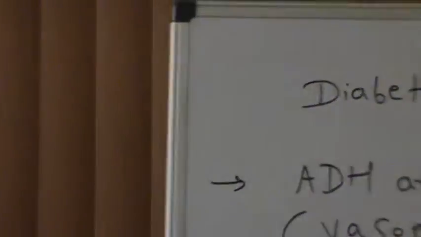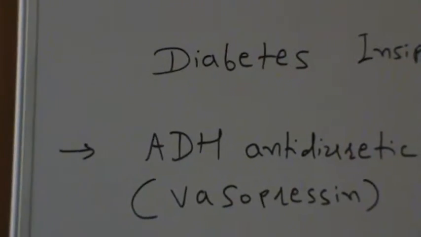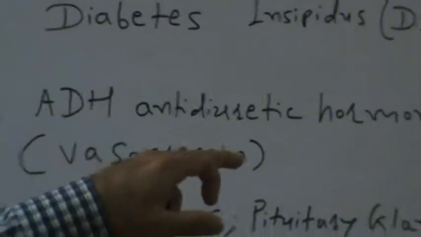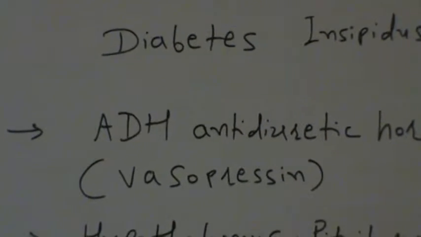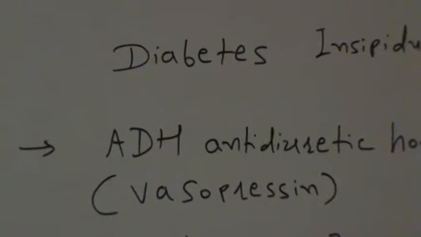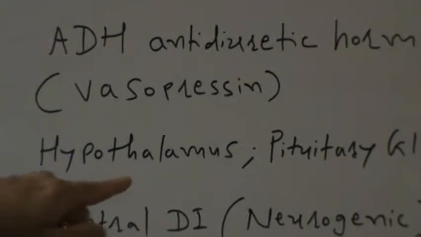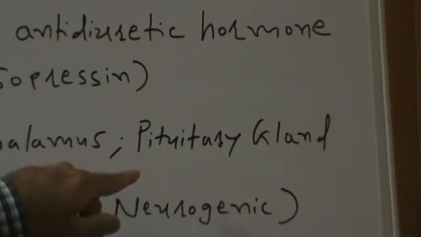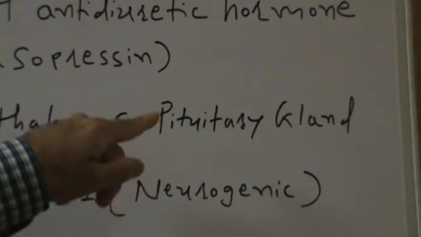Now let's try to understand some of the basics here. The amount of water excreted in the urine is controlled by ADH, antidiuretic hormone. It is also known as vasopressin. This ADH is produced in a part of the brain called the hypothalamus, and it is then stored and released by the pituitary gland located below the base of the brain.